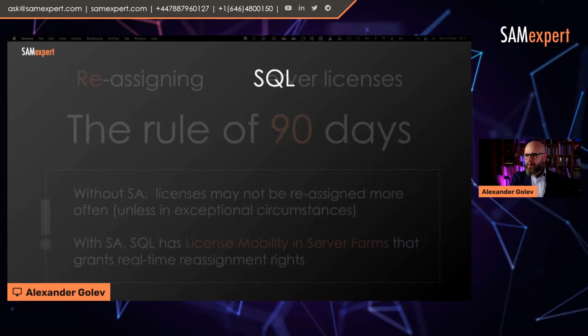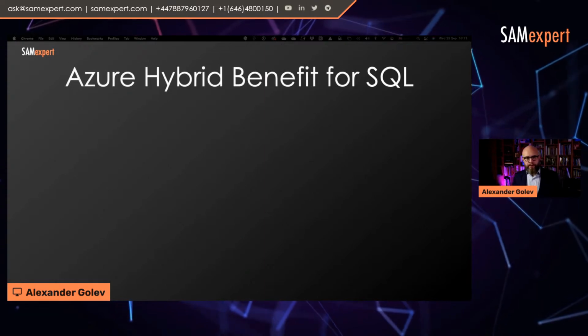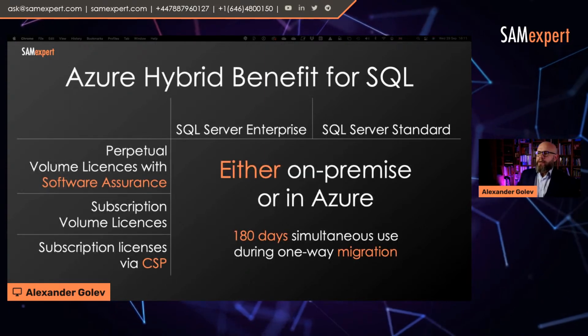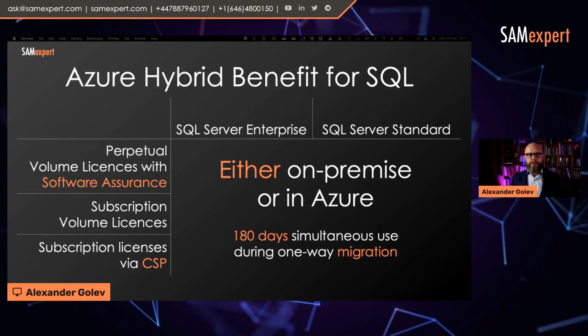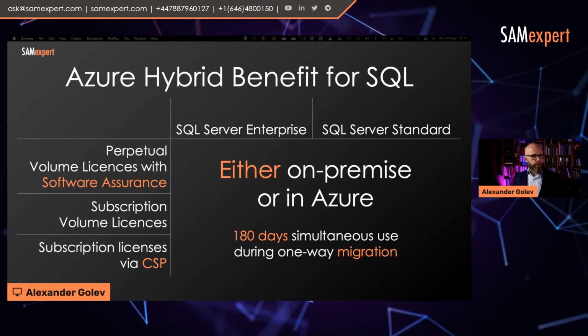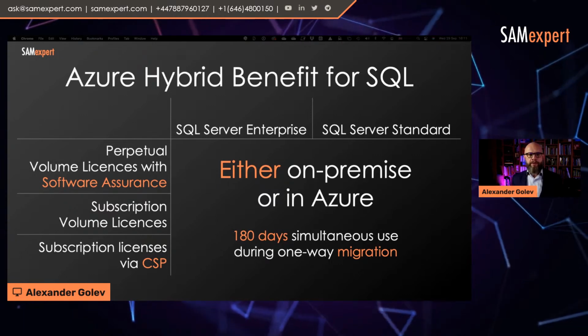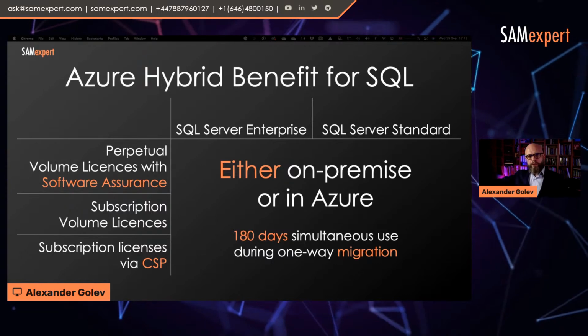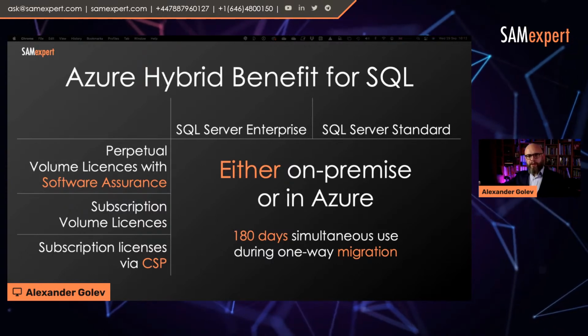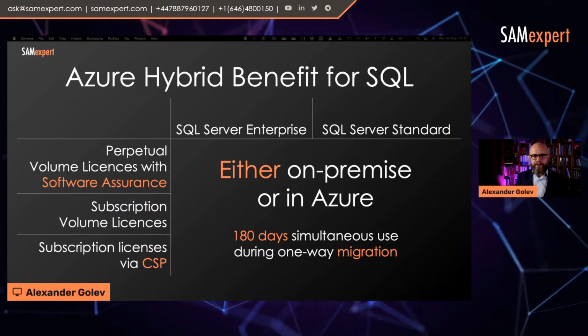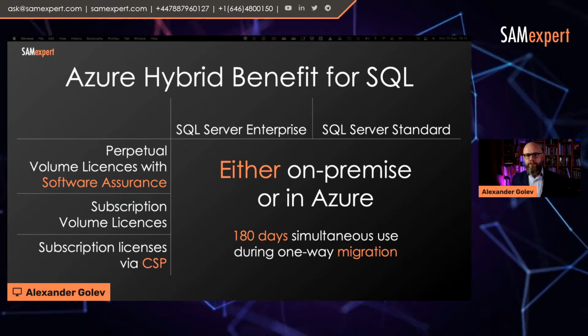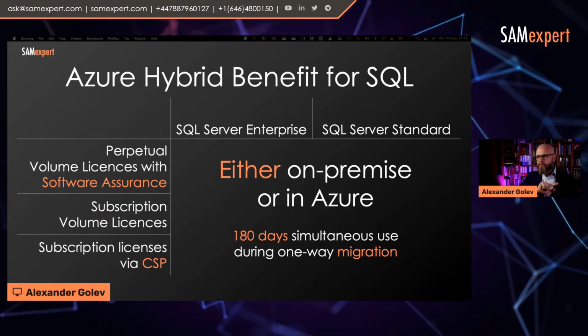There's Azure Hybrid Benefit for SQL Server as well. Regardless of the edition, there's no dual use right. There's only either Azure or on premise, and again a 180-day allowance for simultaneous use during one-way migration to Azure, not backwards. You can't do that.